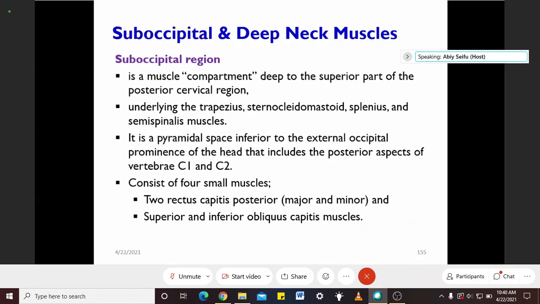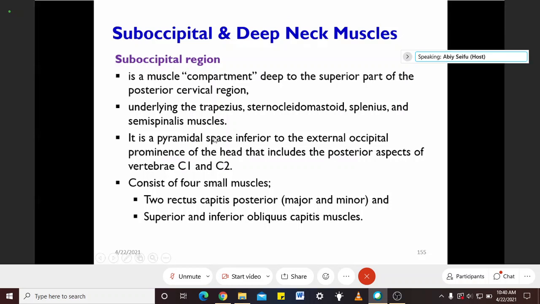Now let's see the suboccipital one. Suboccipital regions. This suboccipital region is found deep, from the back, in the cervical region, posteriorly. It is found under the superficial muscles, the trapezius and the neck muscle sternocleidomastoid, and the splenius and semispinalis muscles, which are found deep to it.